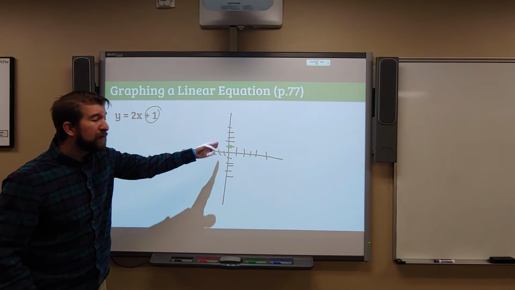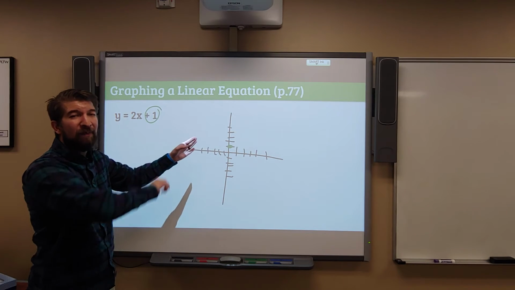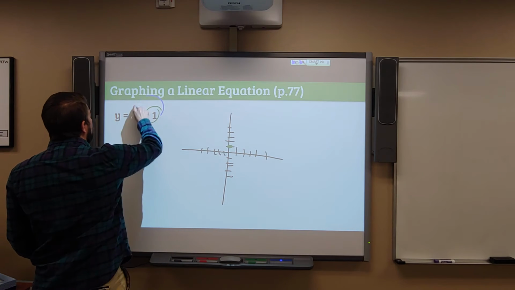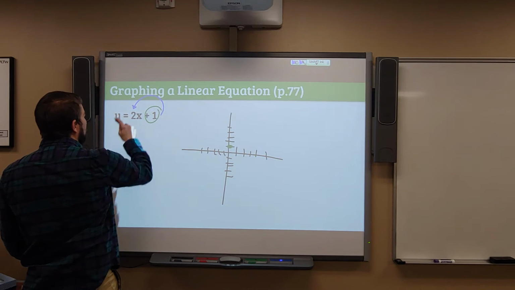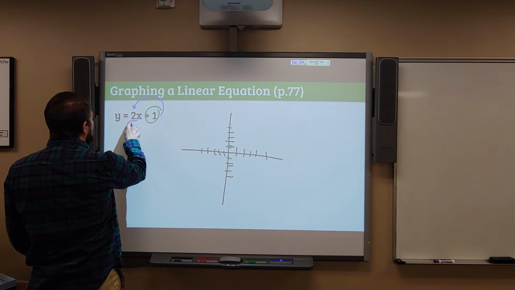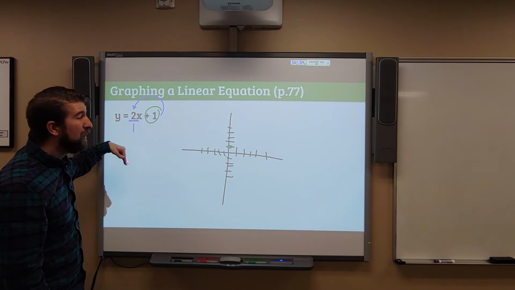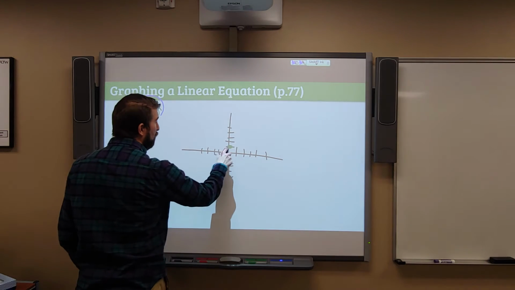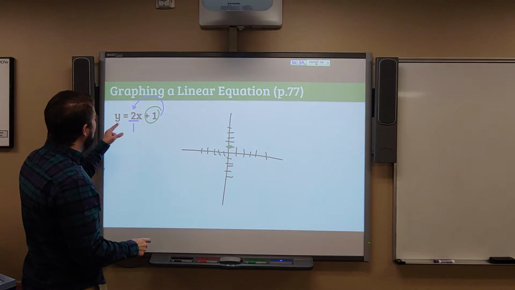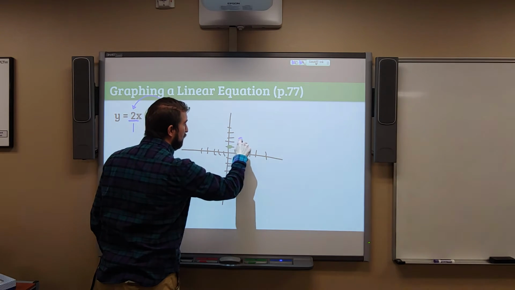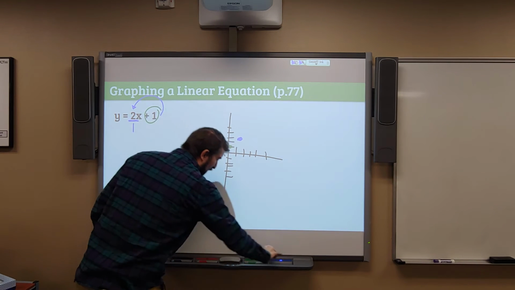Now from my first point, I'm going to graph my second point, which is going to be determined by the only other number that's given, which is the slope, okay? So my second point is sort of like 2/1. Rise over run lets me know that I'm going to go up 2, and then over +1. And so my second point is going to be right there.